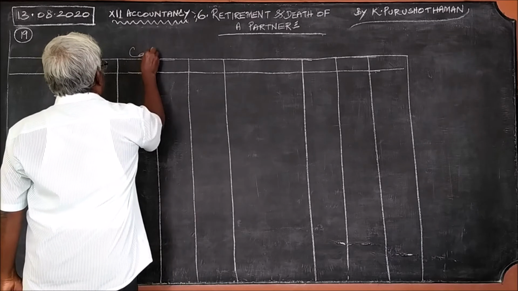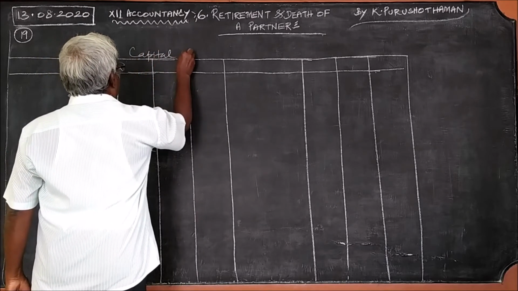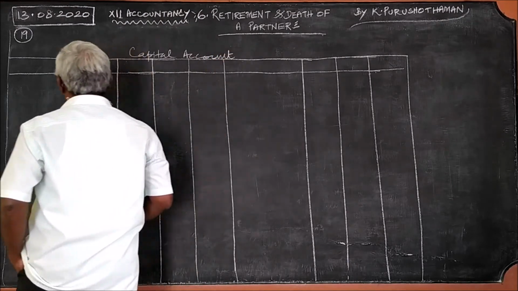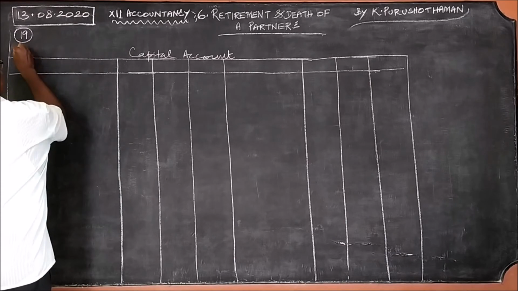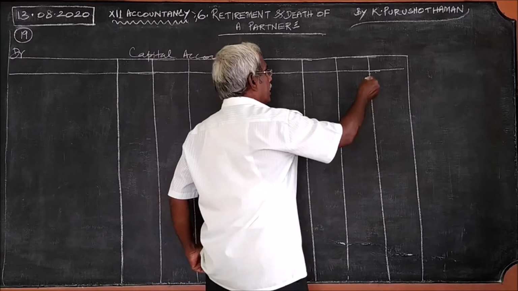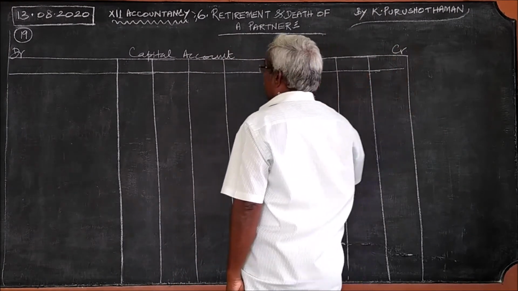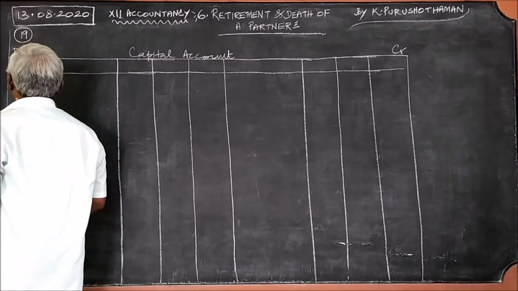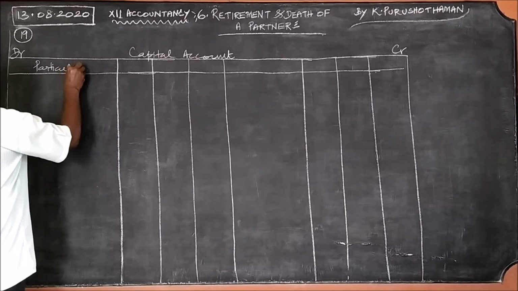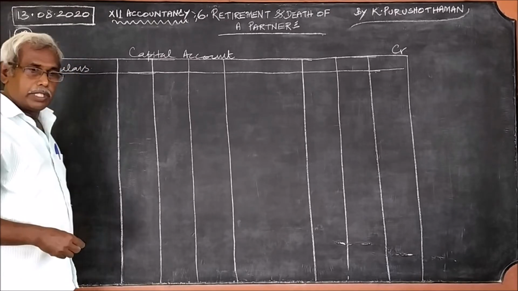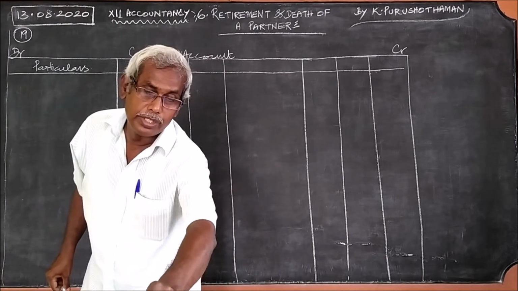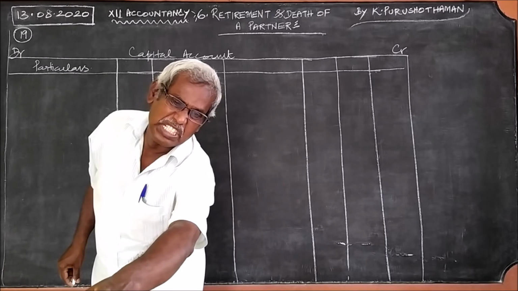So, this is the capital account. Since it is a ledger, we should write debtor and creditor on the corners. We write the particulars: the 3 partners, Rajesh, Satish, Madan.